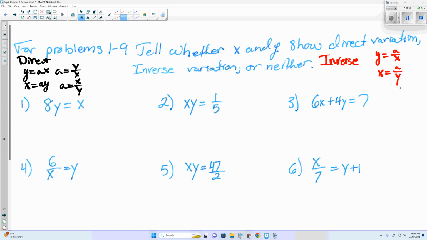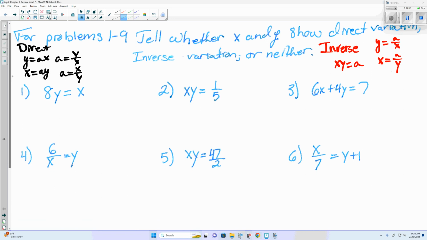Inverse: y equals a over x, or x equals a over y. And the only other way that we have this is x times y is equal to a. So these are our direct and inverse.